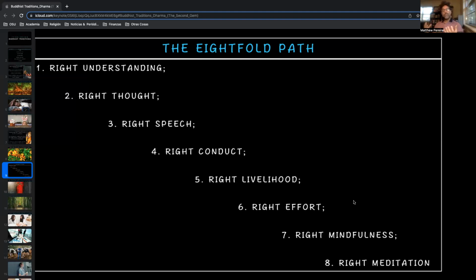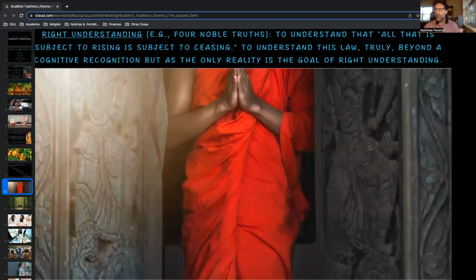Bringing these things together, following them together, being mindful of them and practicing them, are what lead to a decreasing of suffering, and hopefully the end of suffering, and produce greater enlightenment in one's life. So again, just to restate, right understanding: to understand that all is subject, for example, to ceasing, to understand this law beyond a cognitive recognition, but as the only reality, is the goal of right understanding. So not just to understand it conceptually, but deeper within, in a profound way. That's right understanding, one of the eight within the Eightfold Path.